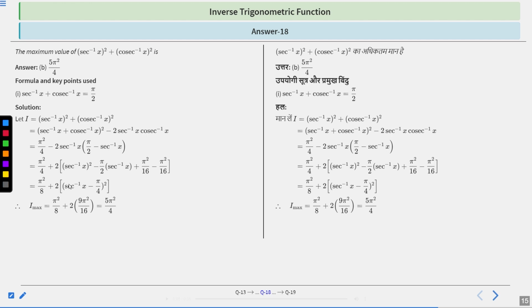Therefore, by putting the values, we got I maximum as pi square by 8 plus 2 times 9 pi square by 16, right? Therefore, by solving this, we got the value of I max as 5 pi square by 4, right? Therefore, option B, 5 pi square by 4, is the right answer. Got it? Got it.